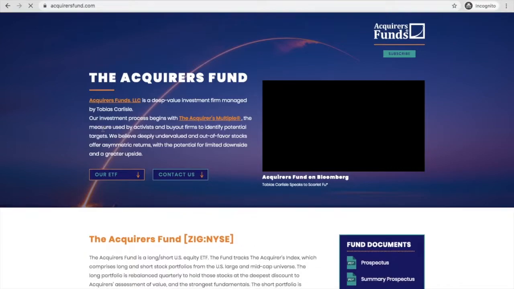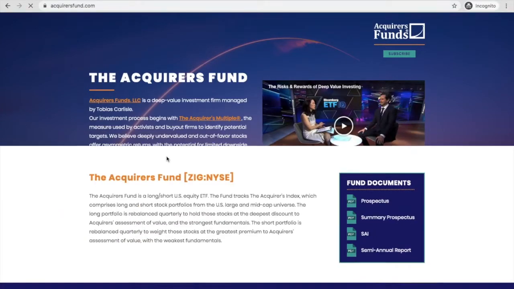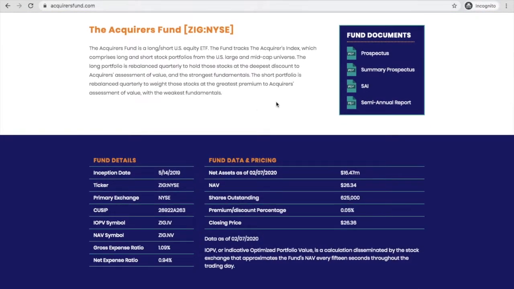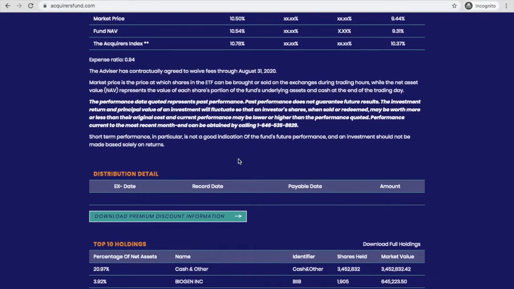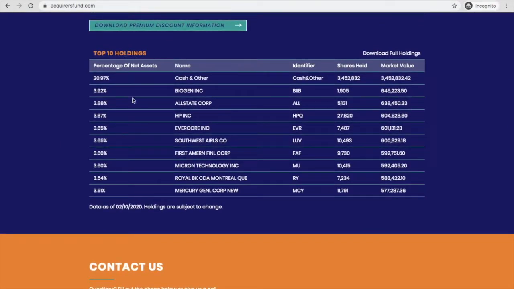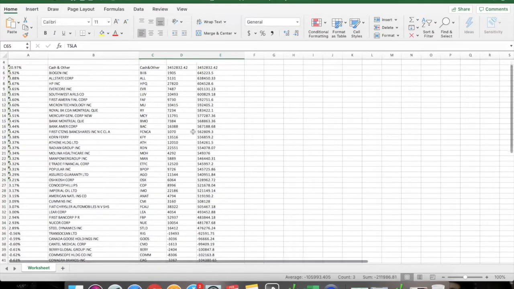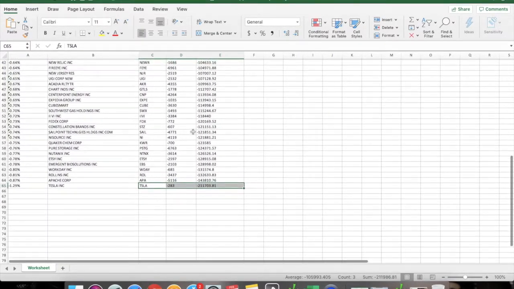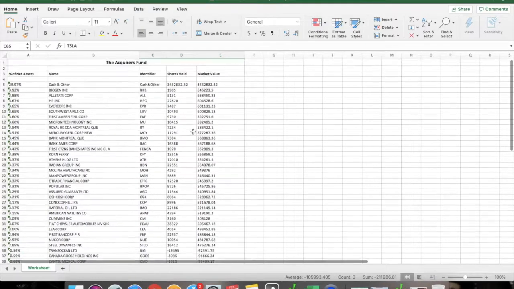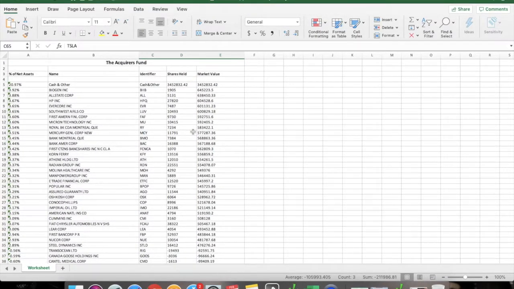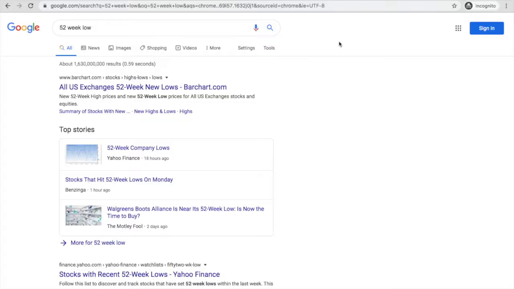So we can go down here and we see holdings. So these are the top 10 holdings. You can go to download full holdings and it downloads for us all of the stocks that are in this ETF. So this is very useful. It gives you a list of companies that you know are being looked at by people that are looking for value stocks.